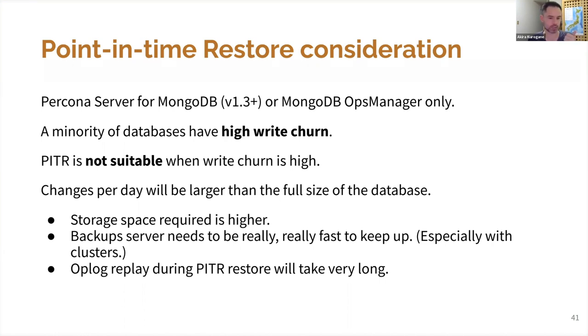Apart from the fact you need more storage space, the backup location has to be able to accept writes much faster than usual, because it really has to keep up in time. It can't afford to fall behind. So your backup server would need to be fast too. Also, when it comes to doing a replay to an arbitrary point in time, that's a huge amount of oplog that will need to be replayed, and it'll take a long time. So if you have high write churn, point in time restore is just not for you. You won't be able to do it.